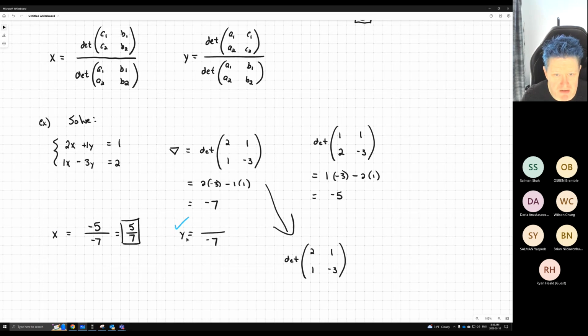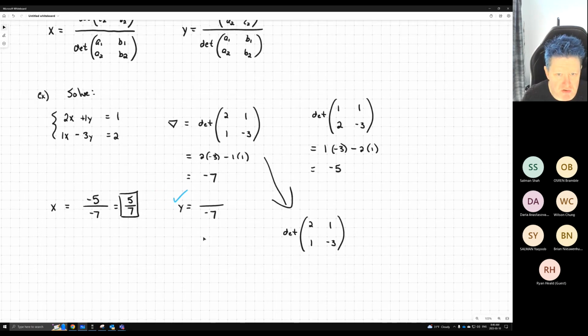Okay, so this is to find my y value. So what I'm going to do is figure out which column of values is associated with the y value. Well, you can see right here, there are the y values. So the y values correspond to the 1 and -3. So I'm going to replace the 1 and the -3 with the right-hand side. So what is the right-hand side? That's 1 and 2. So let's do that. This works every time.